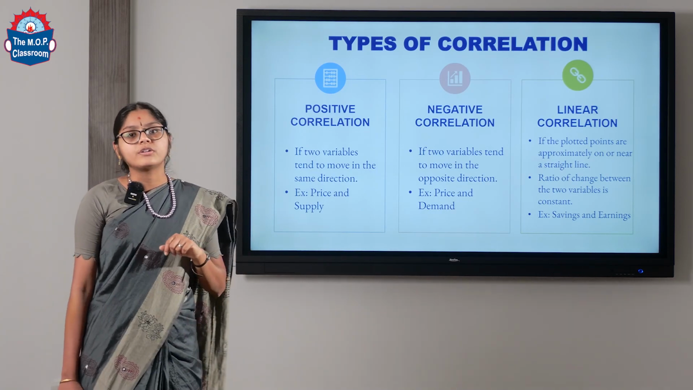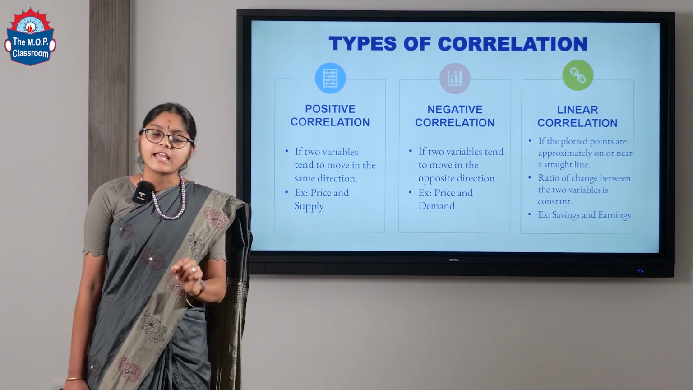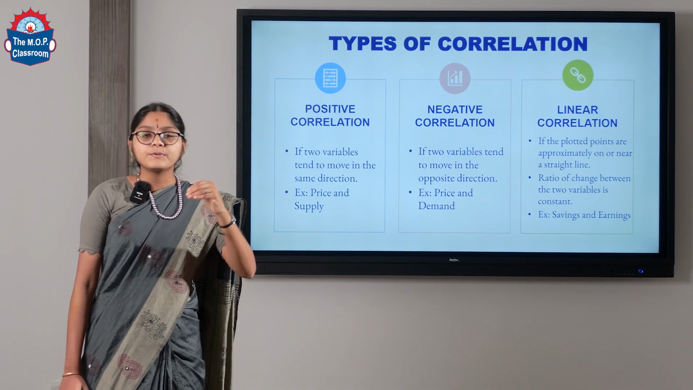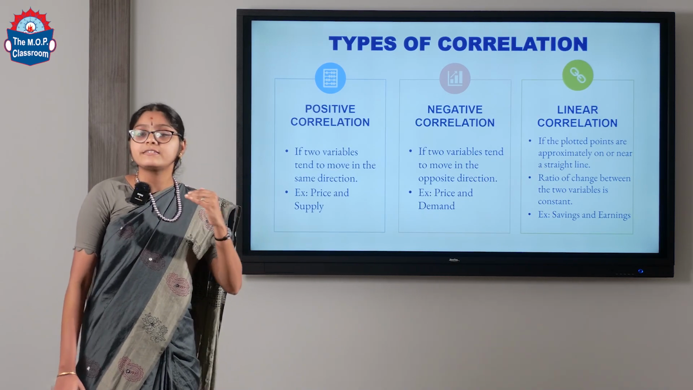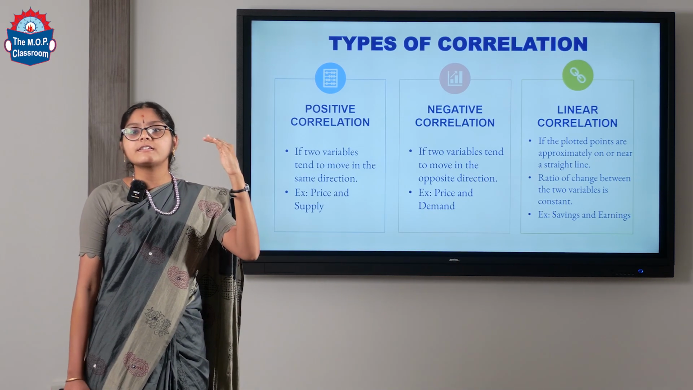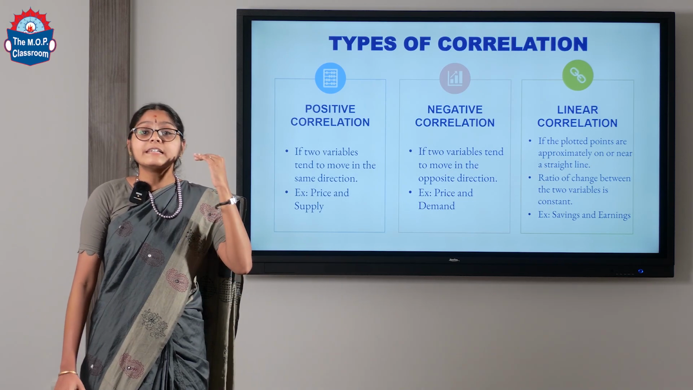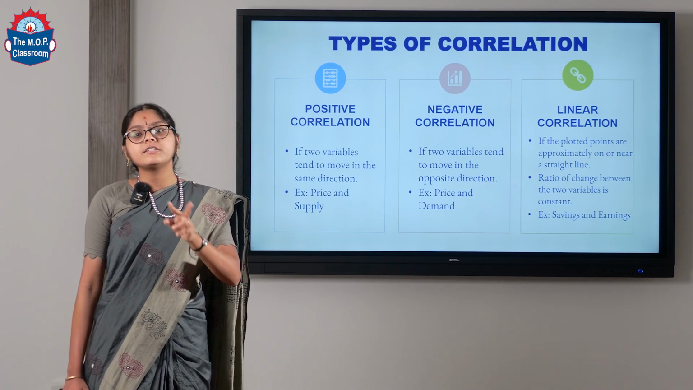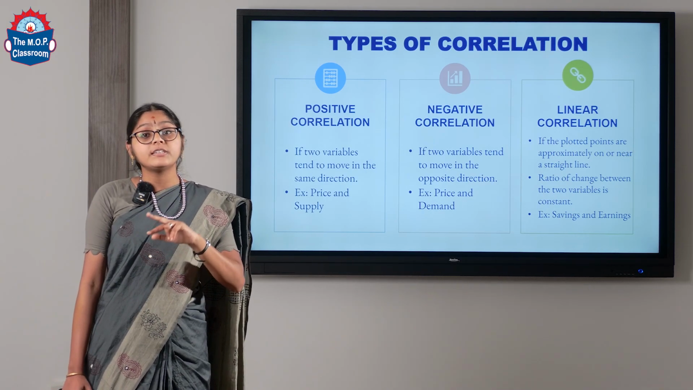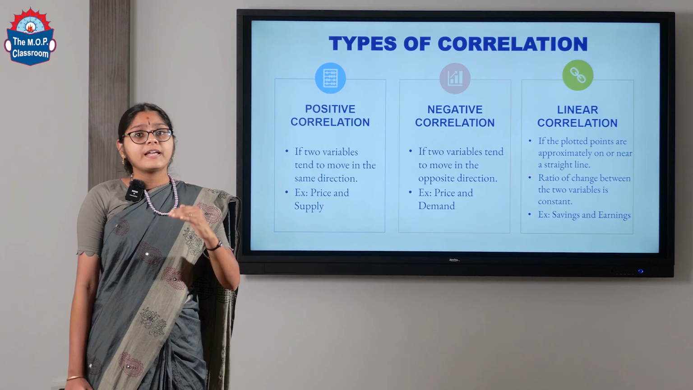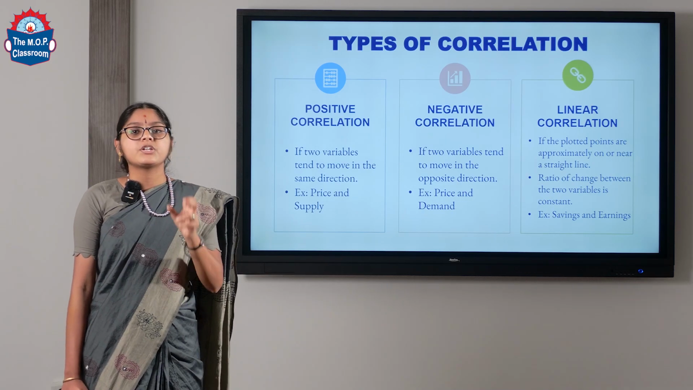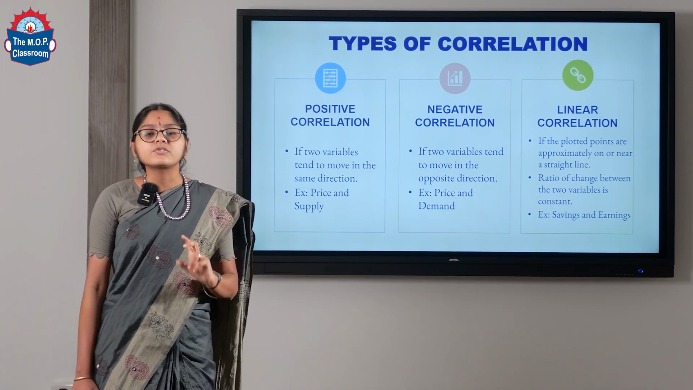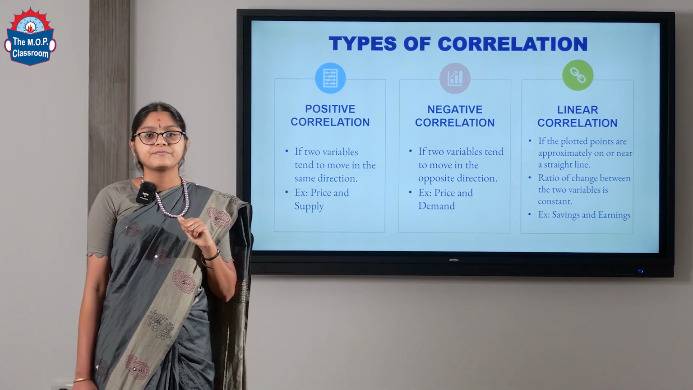Next is negative correlation. When you speak about negative correlation, the two variables move in the opposite direction. A very good example is price and demand, right? Whenever price increases, demand decreases, or whenever price decreases, demand increases. So there is an inverse relationship between these two variables, or a negative relationship. That is why sometimes negative correlation is also known as inverse correlation.